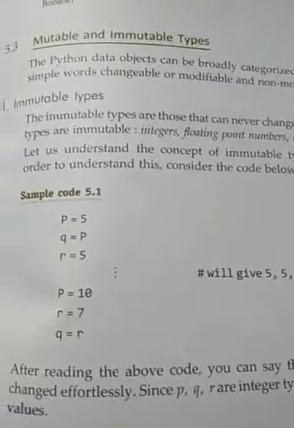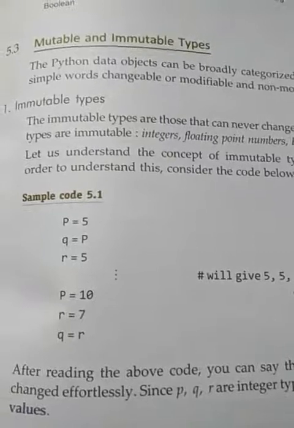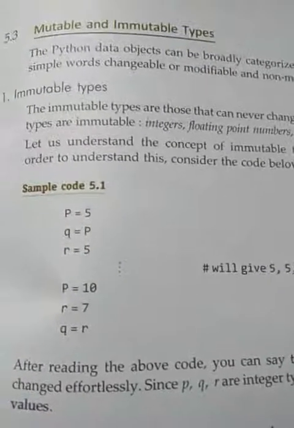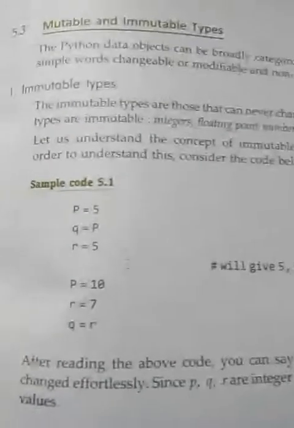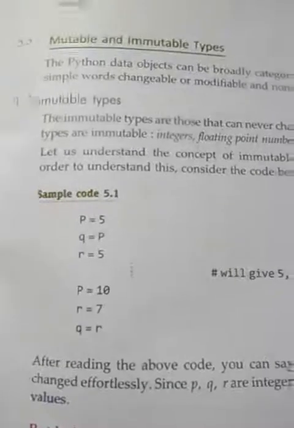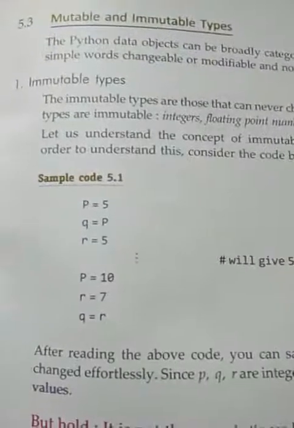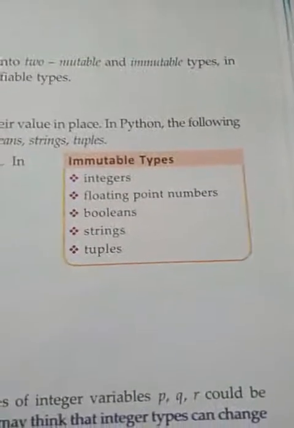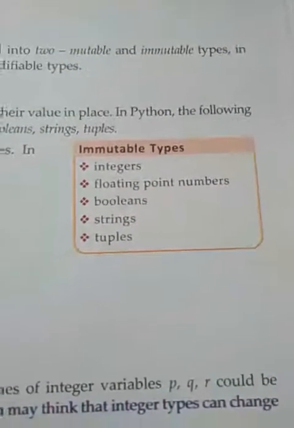Good morning students. So we are here seeing the mutable and immutable data types in detail. The immutable data type means the value of that variable will not change at the same location. These immutable data types are integers, floating point, boolean, string and tuples.